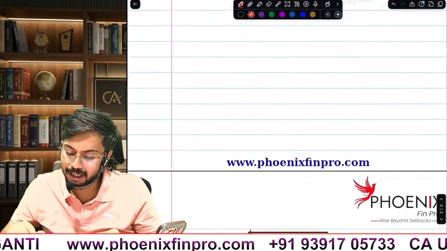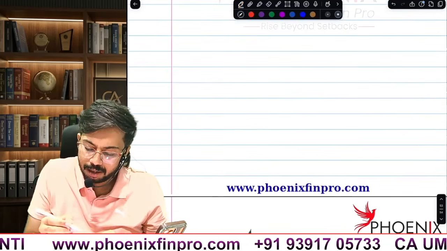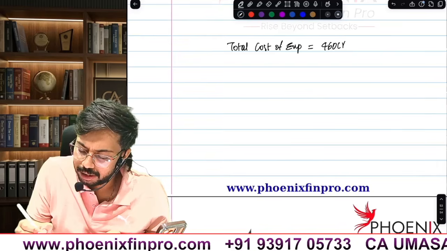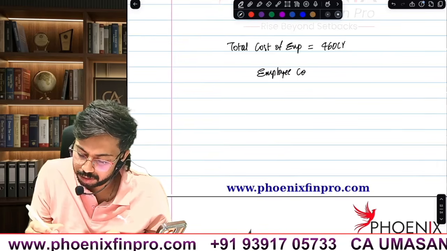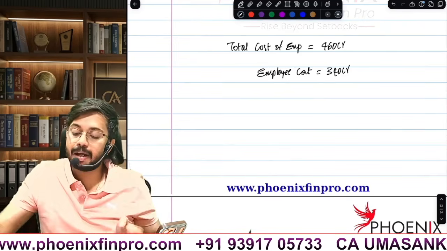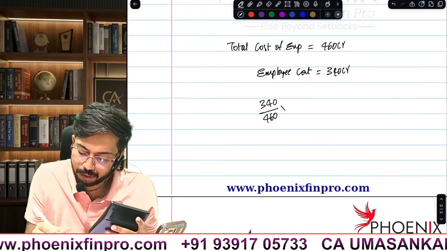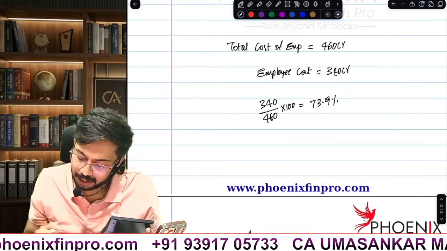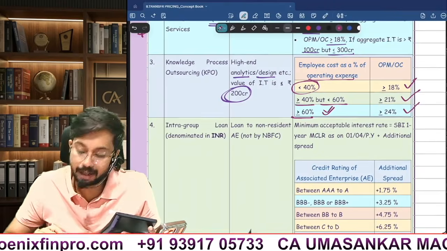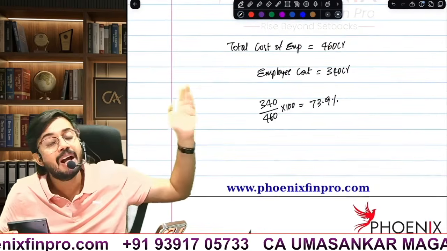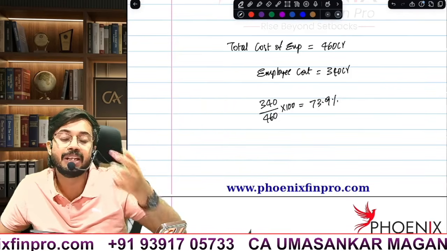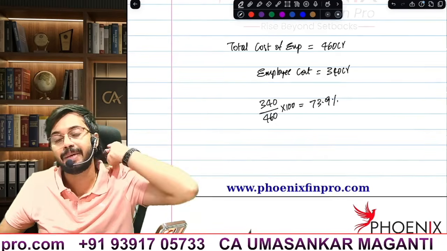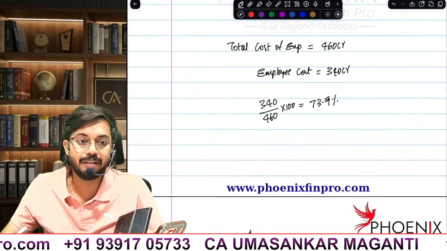So I'll take one more example. For example, let's say the total cost of expenses is 460 crores. Let's say employee cost is 340 crores. Now, how much is the percentage of employee cost? 340 by 460 into 100. How much? 73.9%. That means the employee cost percentage is more than 60%. So whenever you provide knowledge process outsourcing services to your associated enterprise and the percentage of employee cost is more than 60%, on whatever the transaction value is, on that you have to add a minimum 24% operating margin. Then whatever your actual price is, that will be deemed as the arm's length price. Are you able to understand? Clear everybody?